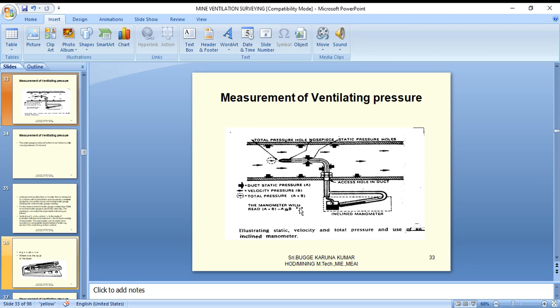So total pressure is equal to A plus B. That is the static pressure as well as the velocity pressure. So the manometer will read A plus B. That is the value given across the holes of the duct. So indirectly we have to measure the remaining two factors. This is the principle behind the inclined manometer for duct ventilation pressure measurement.